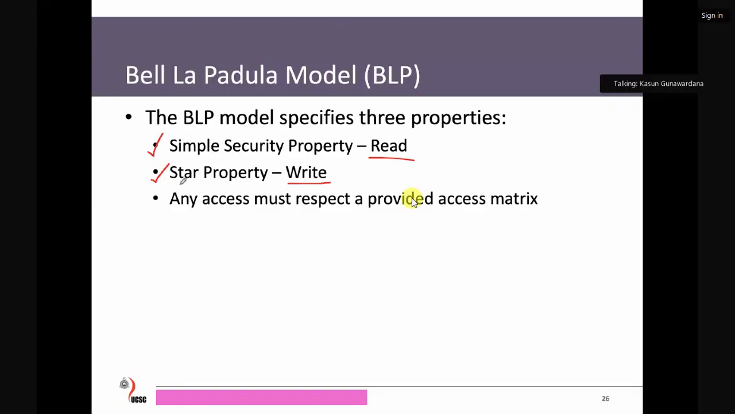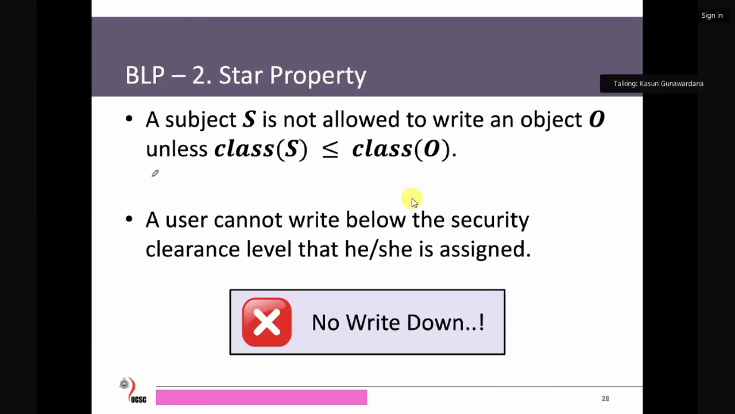Then the second property is star property. It is about writing. So the star property says a subject S is not allowed to write an object O unless the classification of subject S is less than or equivalent to the classification of object O. Right?